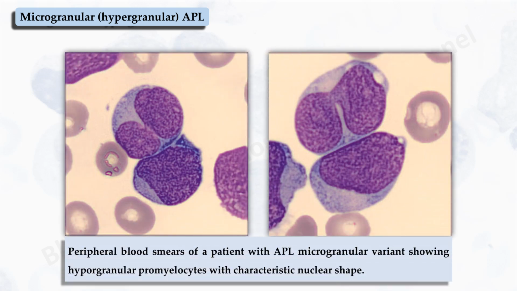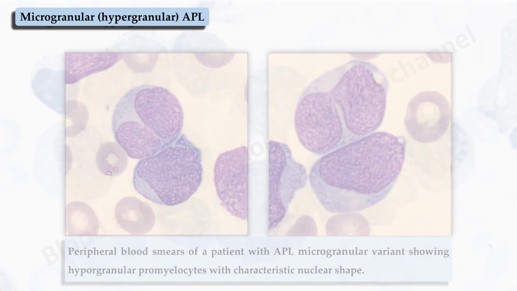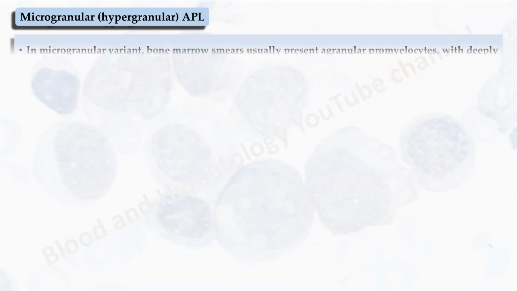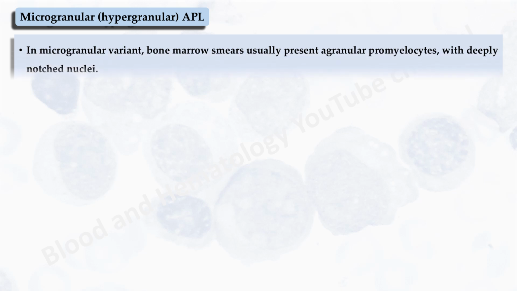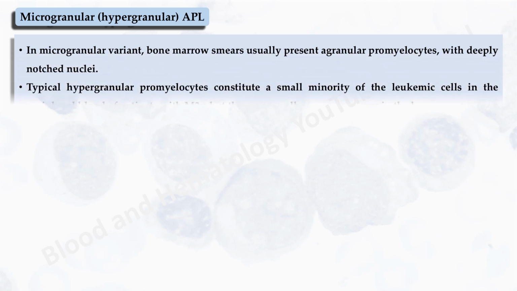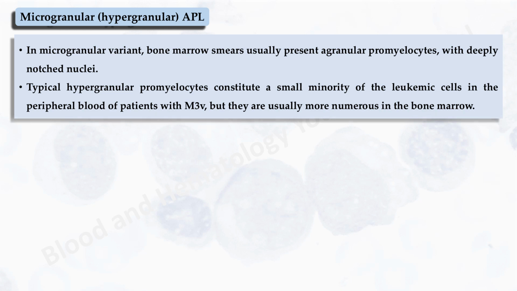Peripheral blood smears of a patient with APL microgranular variant showing abnormal promyelocytes with characteristic nuclear shape. In microgranular variant, bone marrow smears usually present agranular promyelocytes with deeply notched nuclei. Typical hypergranular promyelocytes constitute a small minority of the leukemic cells in the peripheral blood of patients with M3V, but they are usually more numerous in the bone marrow.